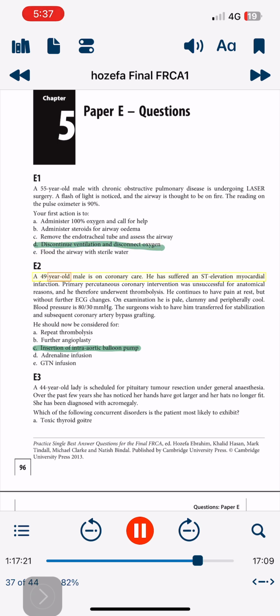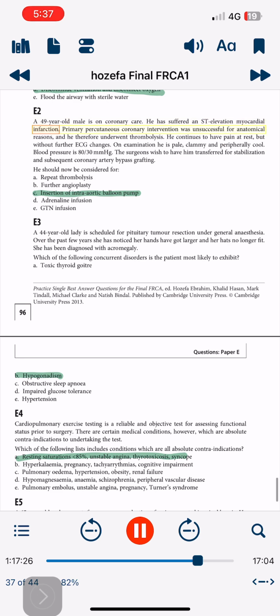A 49-year-old male is on coronary care. He has suffered an ST elevation myocardial infarction. Primary percutaneous coronary intervention was unsuccessful for anatomical reasons, and he therefore underwent thrombolysis. He continues to have pain at rest, but without further ECG changes.